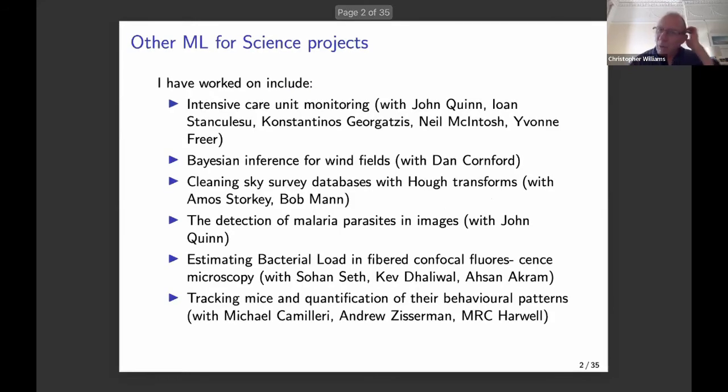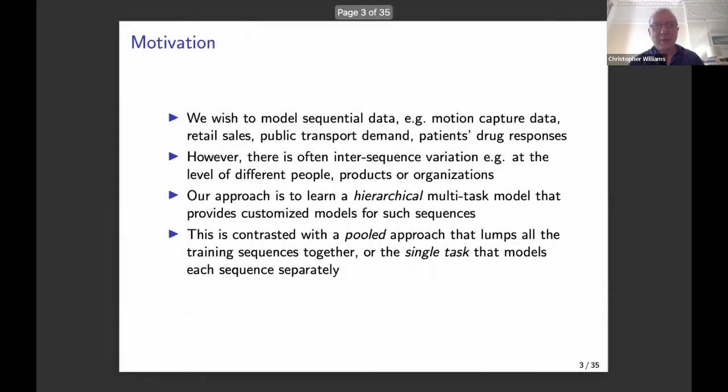And I've also worked on a bunch of other machine learning for science projects: intensive care unit monitoring, inference for wind fields, cleaning astronomical sky survey databases with Hough transforms, detecting malaria parasites in images, estimating bacterial load in confocal microscopy, and tracking mice and quantification of their behavioral patterns from video data. So there are a lot of different ML for science projects I've worked on, but the one I want to talk about today is this one essentially on multi-task dynamical systems.